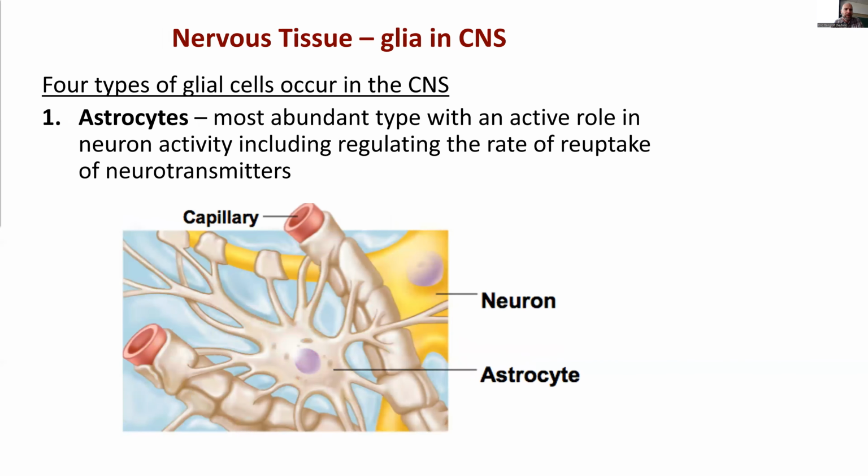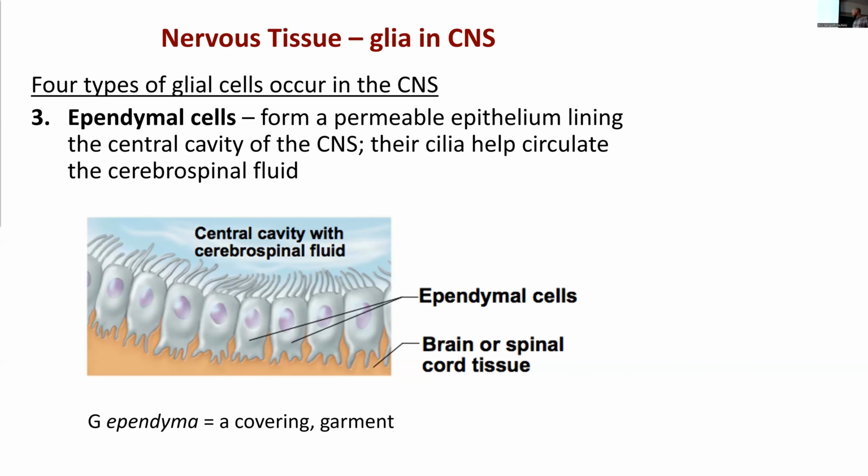That's fine. Okay, so 3 is ependymal cells. So they're epithelial. They form this epithelial lining around the central nervous system. Do they form a lining anywhere else in the nervous system or only in the brain cavity? Well, everywhere between the central nervous system and the cerebrospinal fluid.